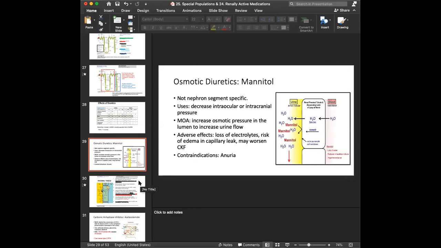Mannitol, we are getting rid of basically everything. So we lose electrolytes, and it can cause edema and capillary leak, and it can also increase CHF. Contraindications are if the patient can't pee. But it is used to decrease intraocular or intracranial pressure.